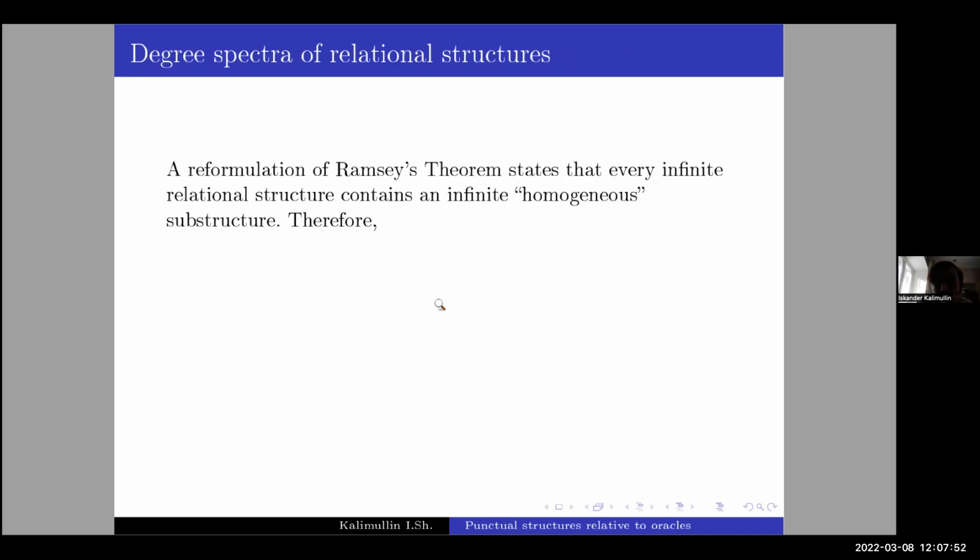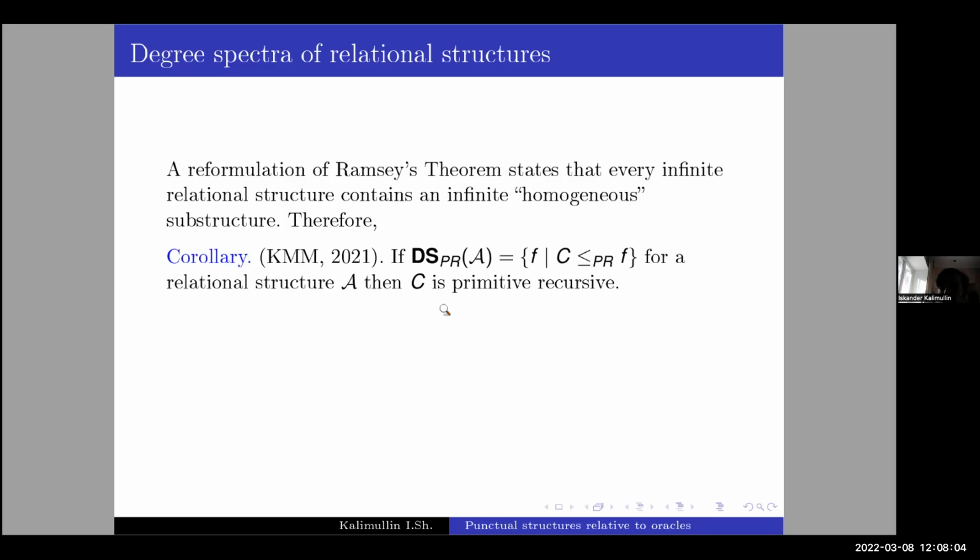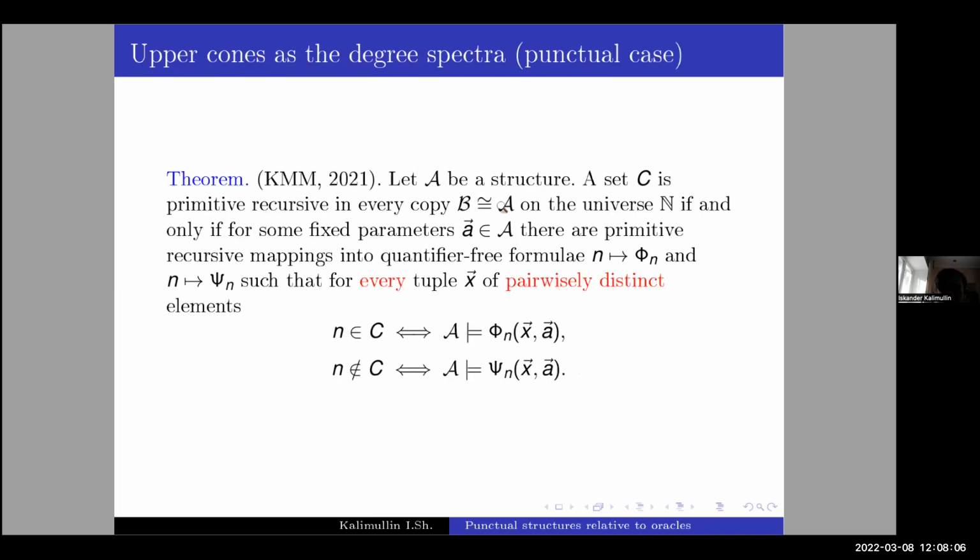So a reformulation of Ramsey's theorem states that every infinite relational structure contains an infinite homogeneous substructure. And using this reformulation, we see that we can reduce this question about the structure A to its infinite substructure. And this infinite substructure can be very, very easy, in fact. And we even do not use the structure A itself. So in this case, C must be primitive recursive.